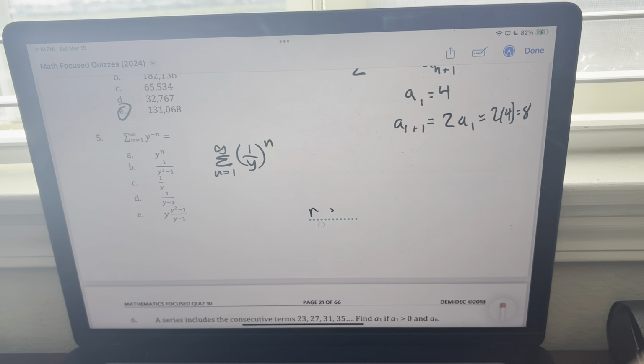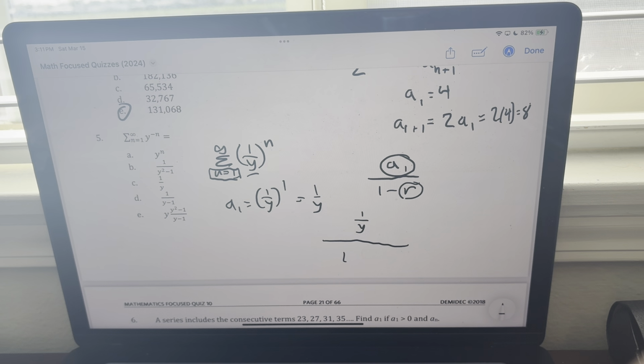And so we see that this infinite series has a ratio of 1 over y. We know it has a starting term, a1, of 1 over y to the 1, because n equals 1 here at the bottom. And so that'll just be 1 over y. So if you want to know, the formula for an infinite geometric series is a1 divided by 1 minus r. So if we go ahead and plug in each of the numbers for our ratio and our a1, we know a1 is 1 over y divided by 1 minus 1 over y, since that's our ratio.